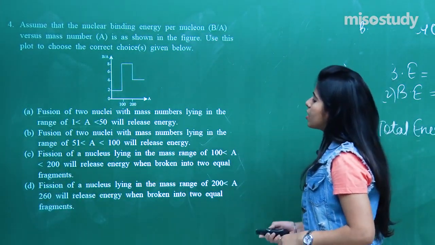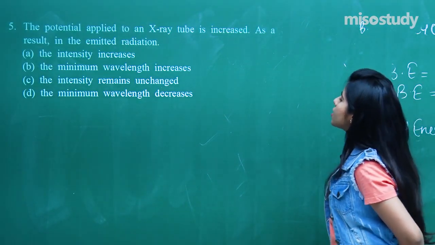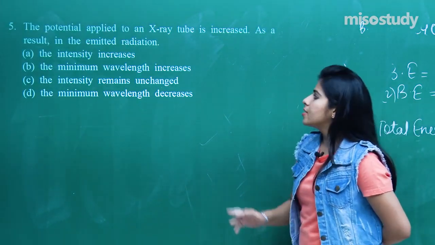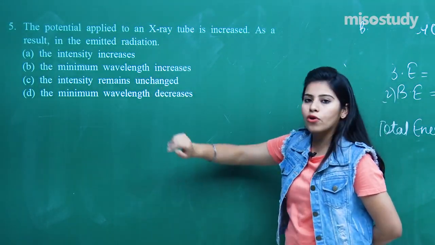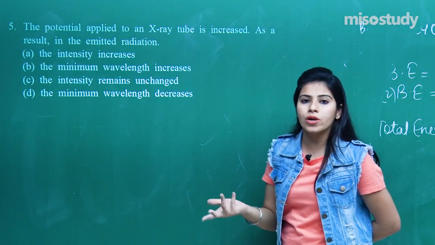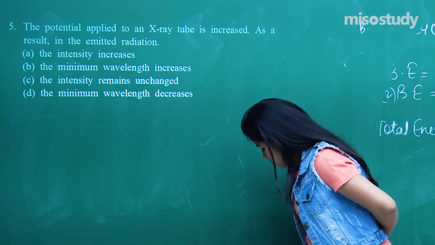The next question says that the potential applied to an X-ray tube is increased. As a result, in the emitted radiation, what will happen? We have been given four options. We have to choose more than one. Again, it is a more-than-one-correct-answer type question.